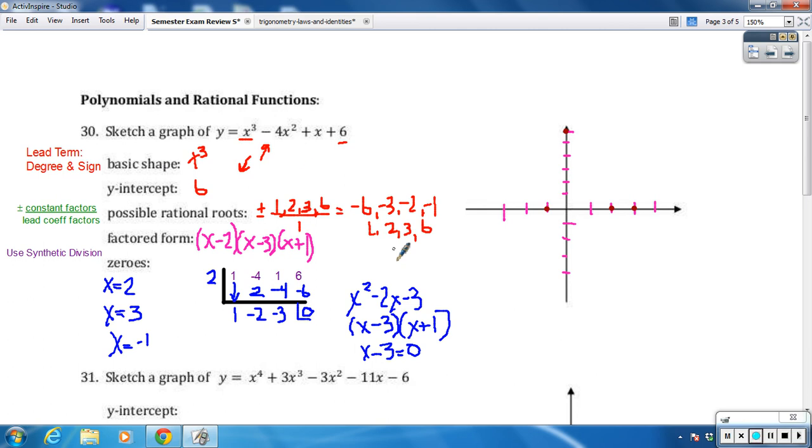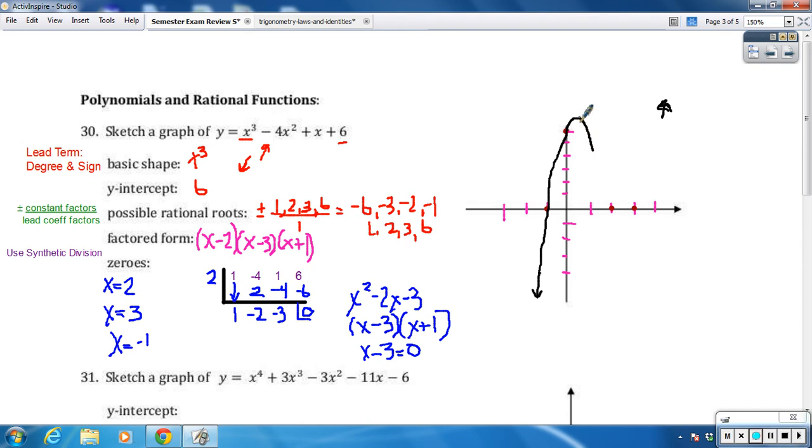Now I'm going to take my basic shape. I know I'm going to start low, and I have to make sure that I go through every point. So I'm going to start low and finish high. Okay, and I'm going to start here on the left and go to the right. I have to go through my first x-intercept. The next point I have to cross through is my y-intercept, and then in order to get to my next x-intercept, at some point I have to curve.